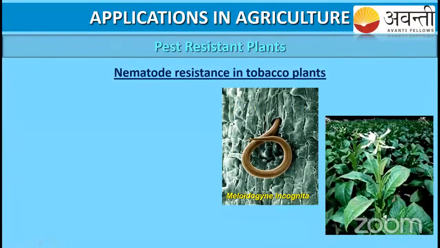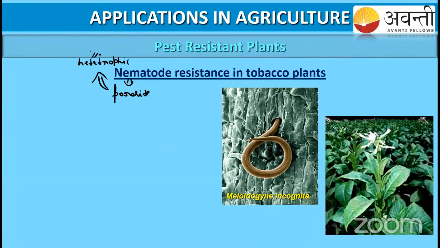Now let us come to the pest resistant plant. So that is the nematode resistance in the tobacco plant. Students, here you have to remember that the nematode is a parasite. You know what you mean by parasite, right? So it is a parasite. It will be heterotrophic.